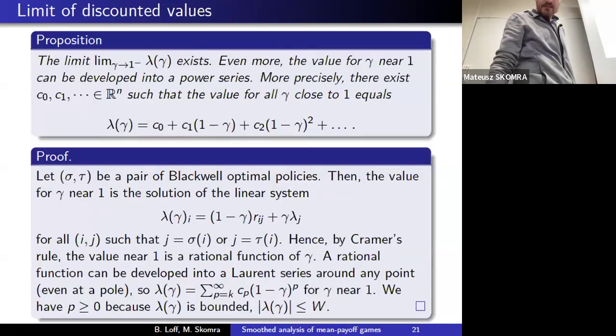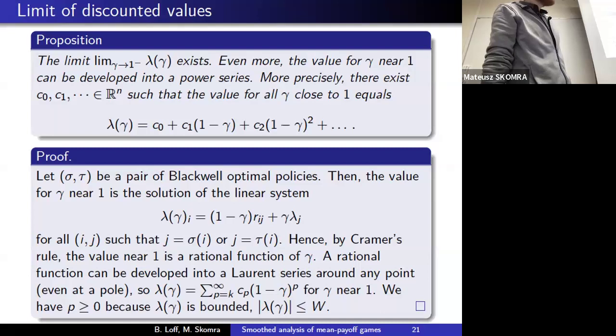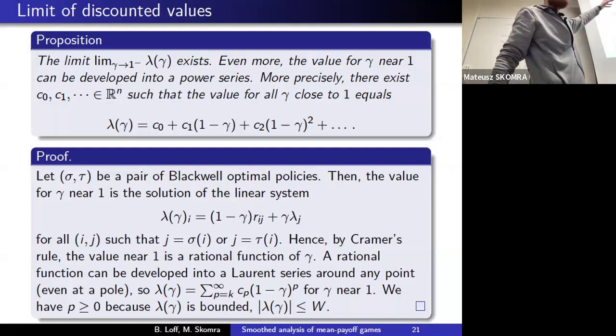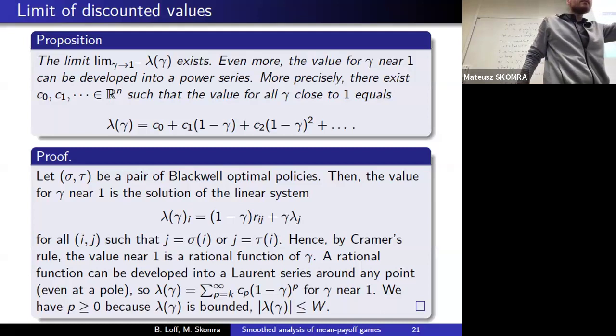So now let us see what happens close to one. I claim that this limit exists, whatever it is. And even more, the value of the game for gamma close to one can be developed into a power series. This function, which may be complicated, converges at one, even though it's defined only on the open interval (0,1). I can prolong it to one, and at one I can develop it into a power series. So it's like analytical at one, with an analytical extension to one.